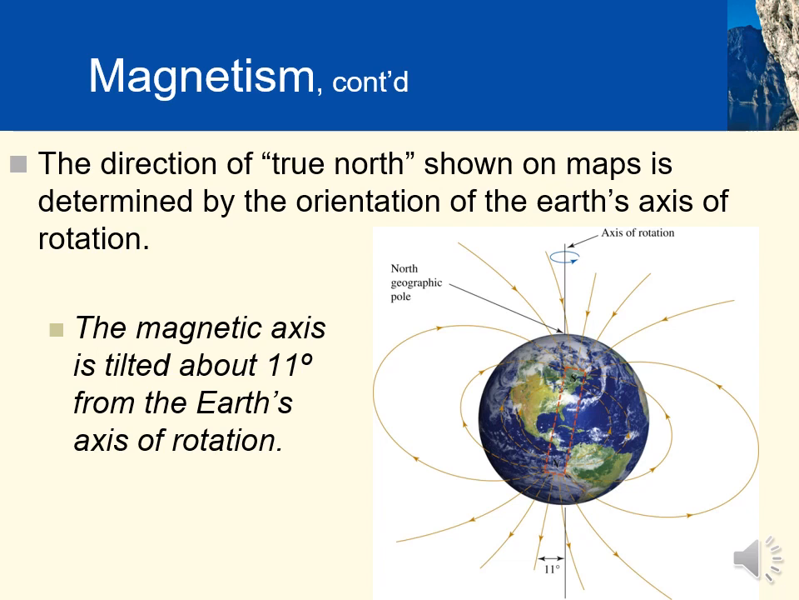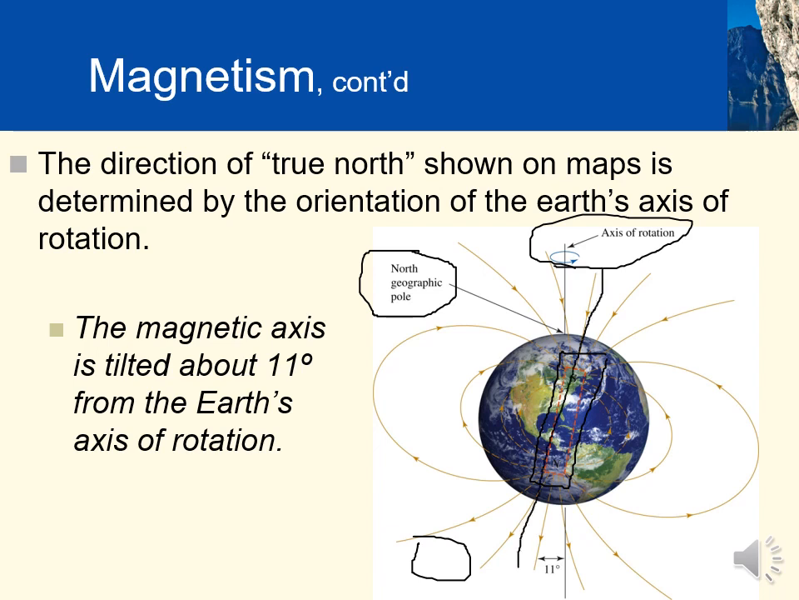Now we will talk about the Earth's magnetic field. The Earth is considered a huge magnet. In this picture, first, this is the axis of rotation of the Earth, this is the north geographic pole, and here the south geographic pole. Here we represent the Earth as a huge magnet lying here, and this is the magnetic axis. As we see, the magnetic axis is tilted almost 11 degrees from the axis of rotation. This represents the south magnetic pole, and this represents the north magnetic pole.